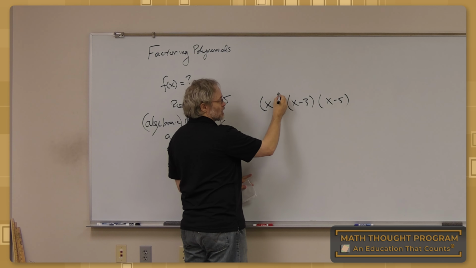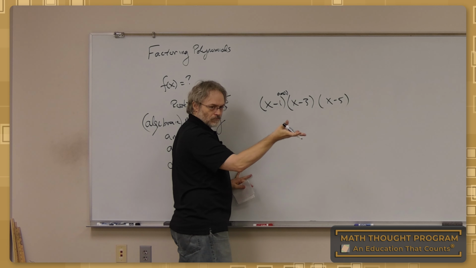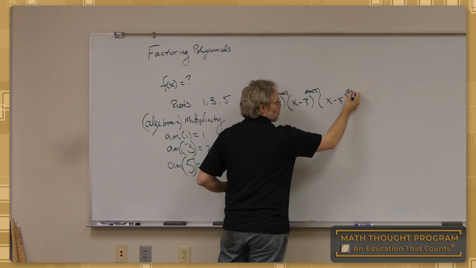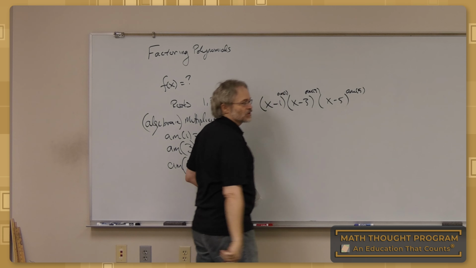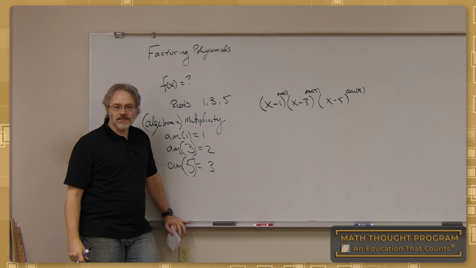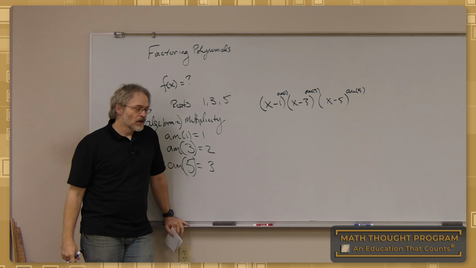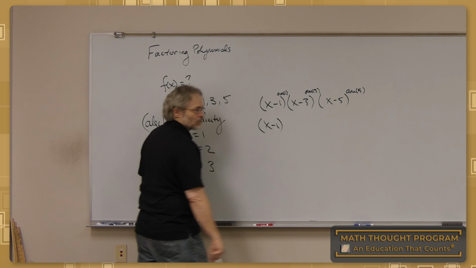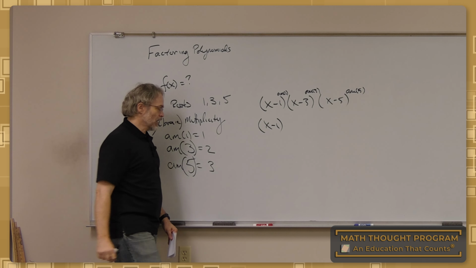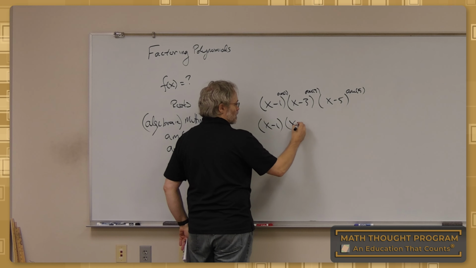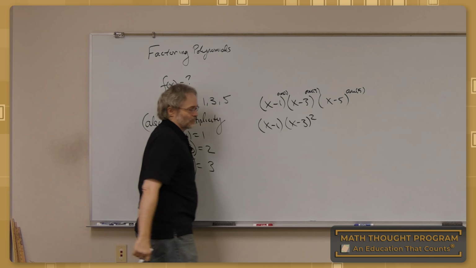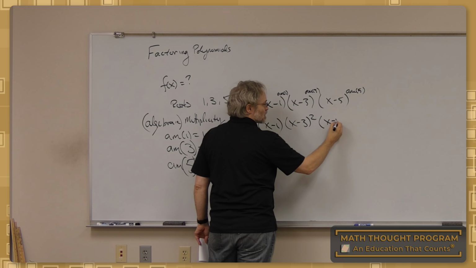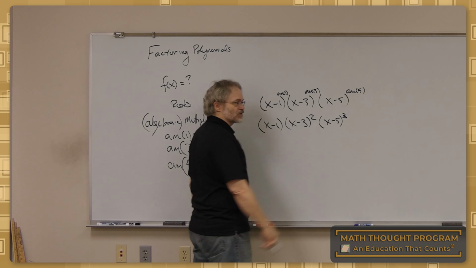Then all you do is take the algebraic multiplicity of the roots, and you power them up. Just like that. And that's the way that it always works. So if the multiplicity of 1 is 1, that's your factor. And if the multiplicity of 3 is 2, that's your factor. And likewise, the multiplicity of 5 is 3, so that's your factor right there.